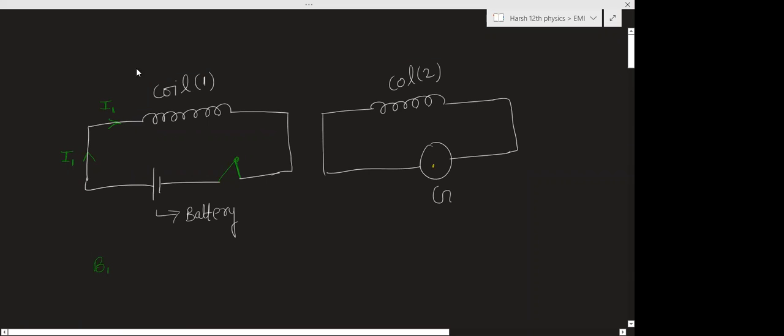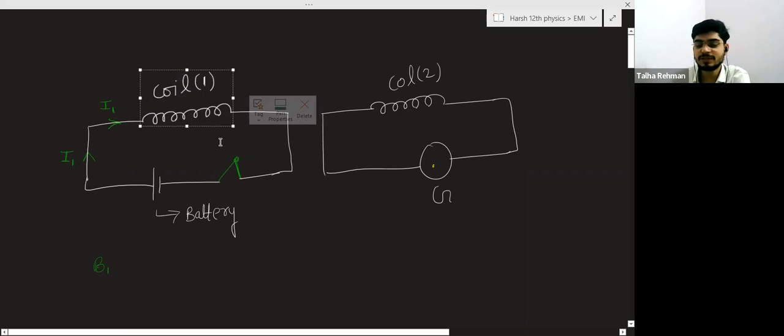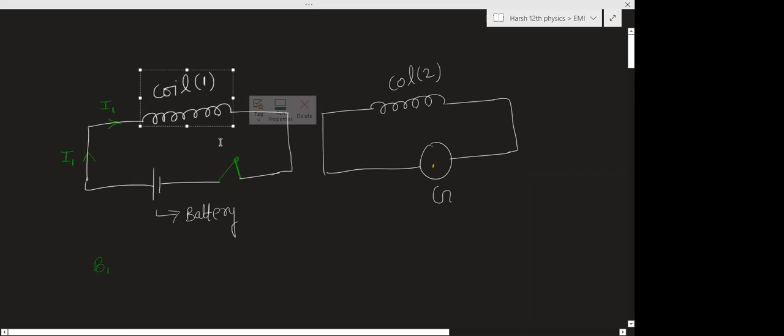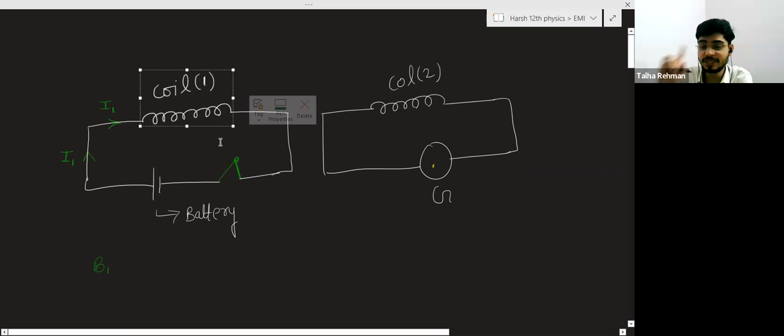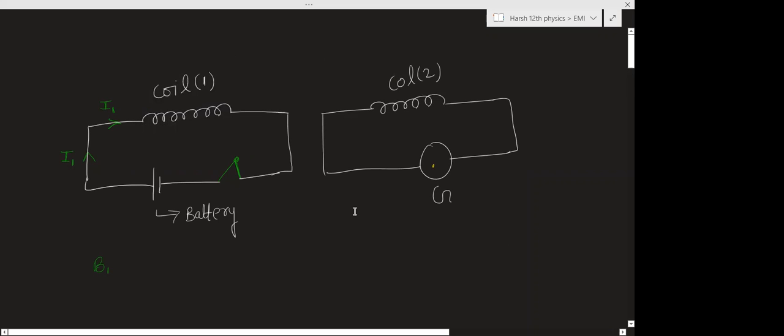There is the magnetic field, so this coil is also in the magnetic field produced by the first coil. Now this thing is clear. This thing you should know: this coil is in the magnetic field of coil number 1.